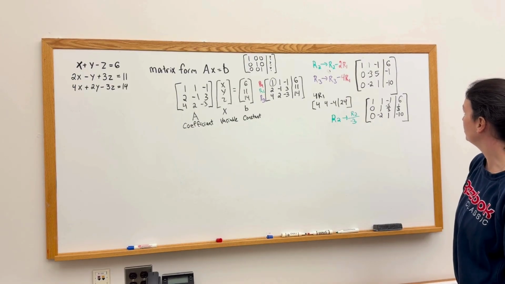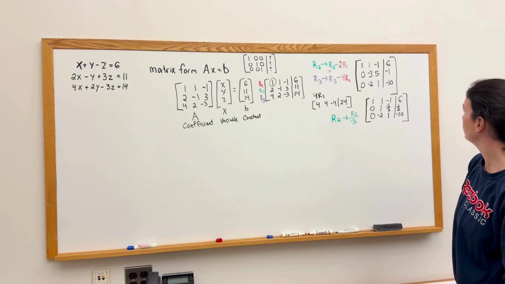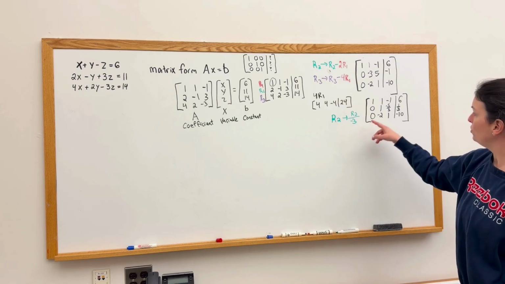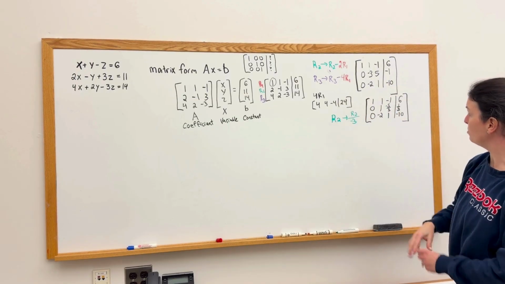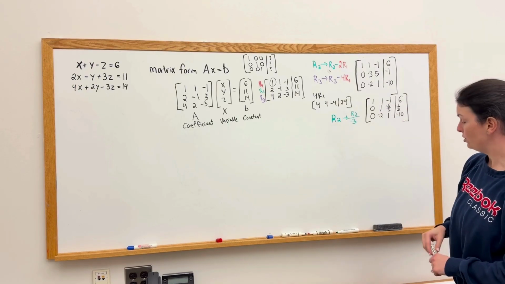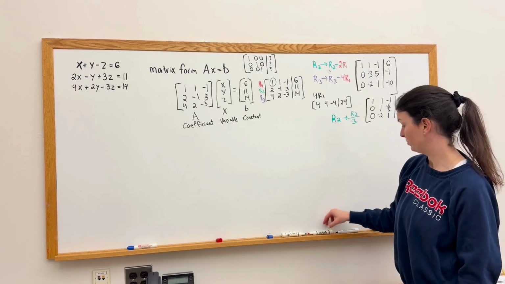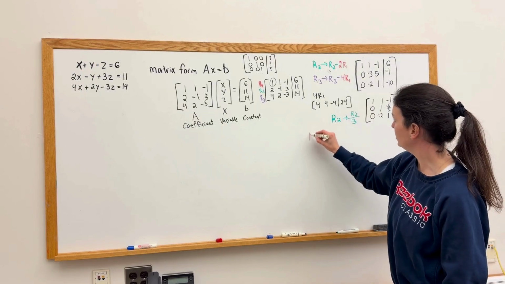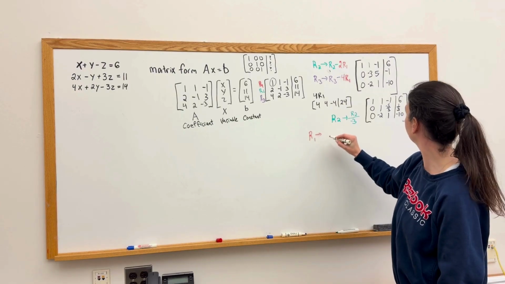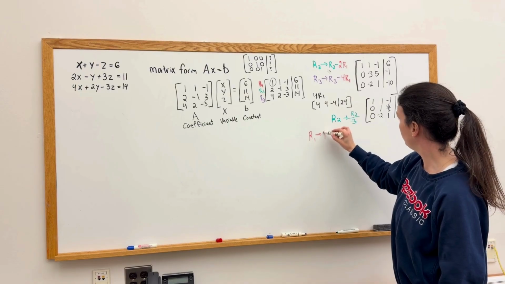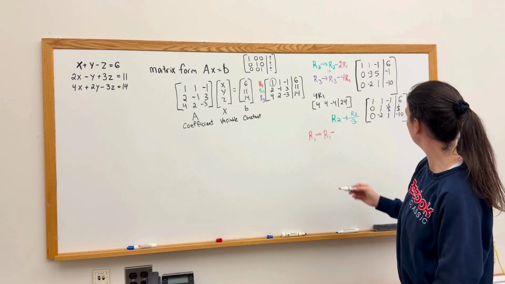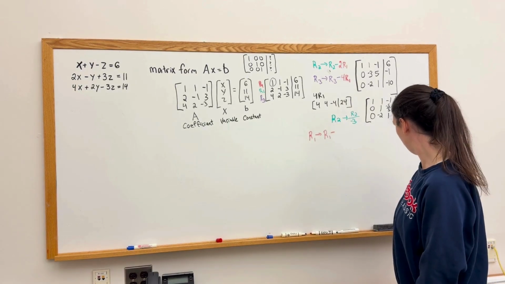All right, what's our next step? Now that this is simplified, we're going to work on eliminating above and below the second pivot. So what we can do is transform row 1. It's going to become row 1 minus row 2.